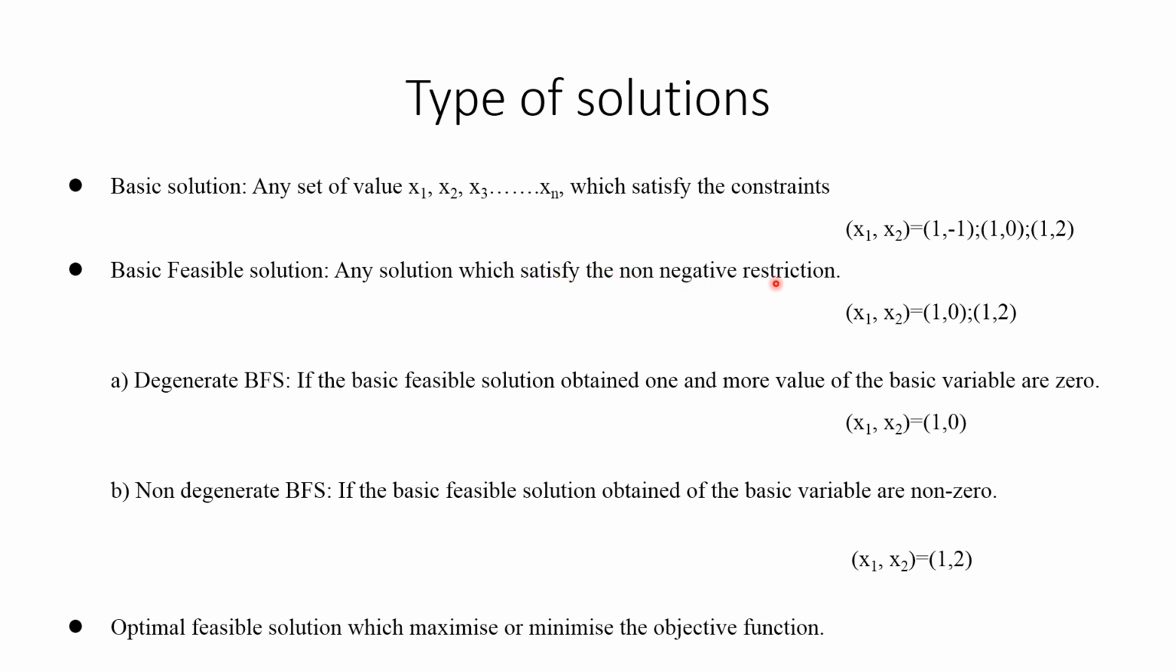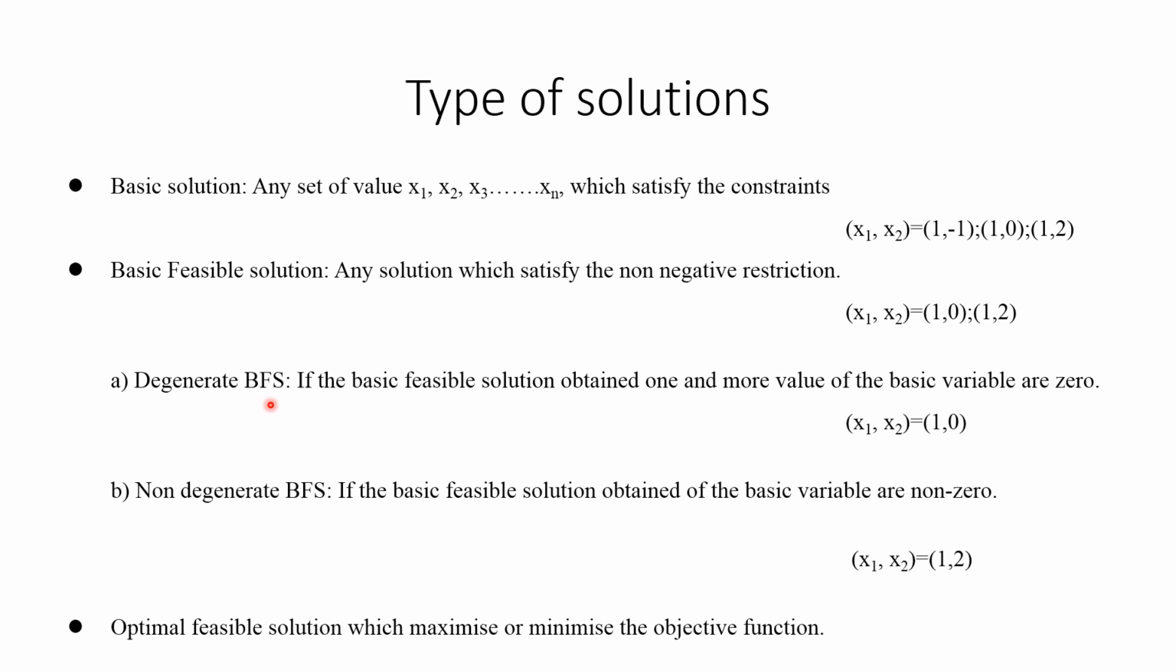So what is a non-negative restriction? Non-negative restriction means x1, x2 should be greater than or equal to 0. In this case, among these three sets of values we have only two which are non-negative: first is (1, 0) and another is (1, 2). So (1, -1) is not a basic feasible solution, only (1, 0) and (1, 2) will be basic feasible solutions. Basic feasible solutions have two categories: first is a degenerate basic feasible solution and second a non-degenerate basic feasible solution.